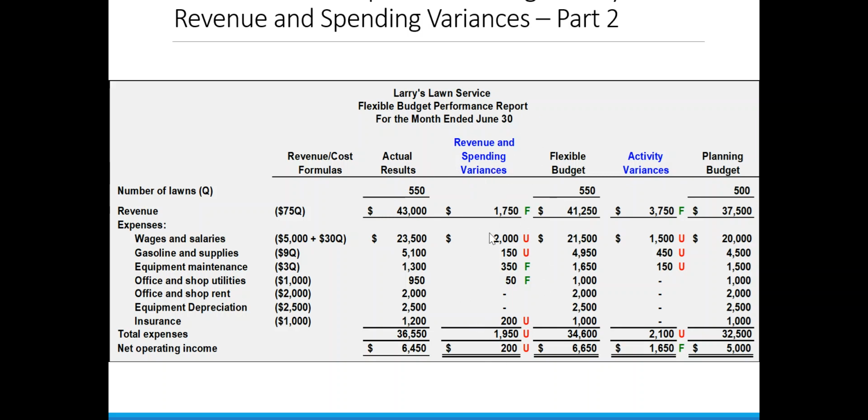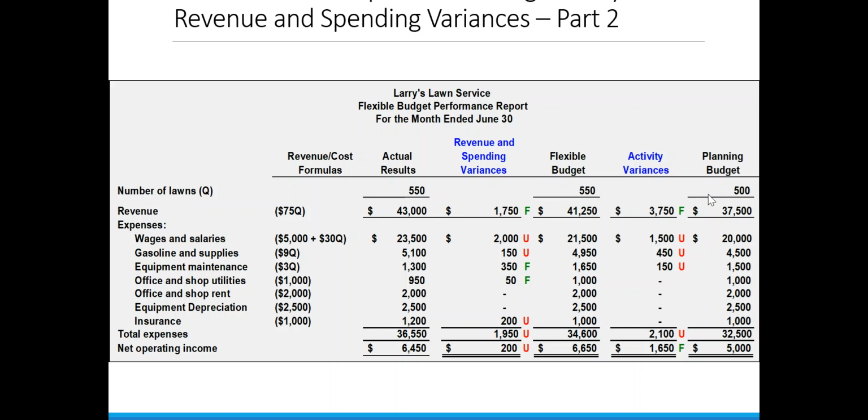This is the part of the variance that is attributable to either the revenue or spending, and not necessarily related to a change in activity level. The activity level is the same. However, the difference between planning and flexible budget is always an activity variance, because the planning budget differs in its level of activity from what the flexible budget will be.